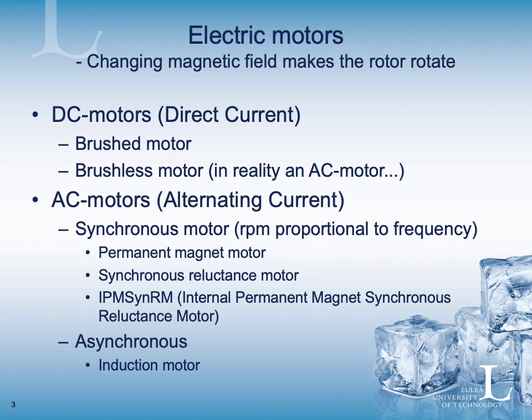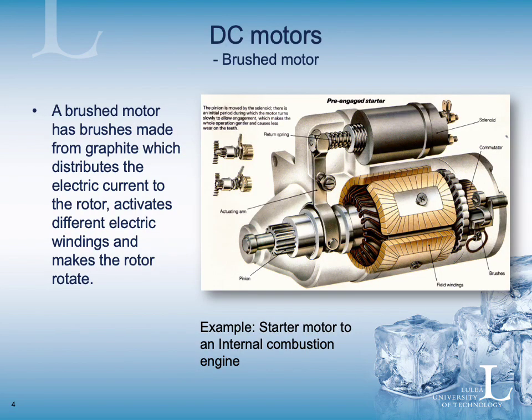But if we go back to the DC motor and start to look at that first. Here we have a DC motor with brushes. A brushed motor has brushes made from graphite, which distribute the electric current to the rotor, activate different electric windings, and make the rotor rotate. In this case, the stator also has windings. You can see field windings, but the field windings could also have been replaced with permanent magnets. So, as you can see in this brushed motor example, we don't have any permanent magnets. But in other brushed DC motors, we could have permanent magnets on the stator. This example is a starter motor for an internal combustion engine.